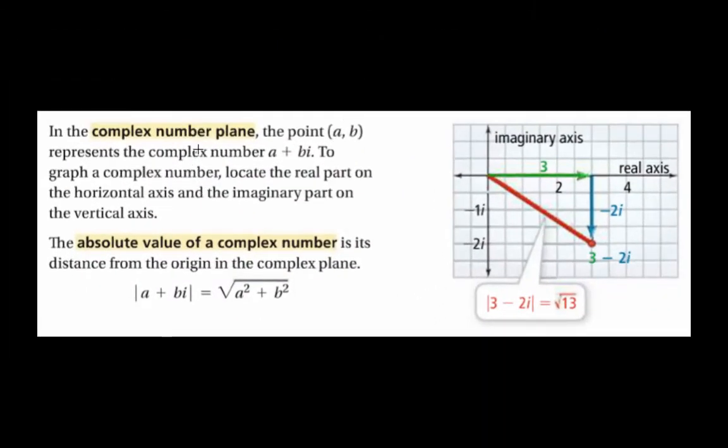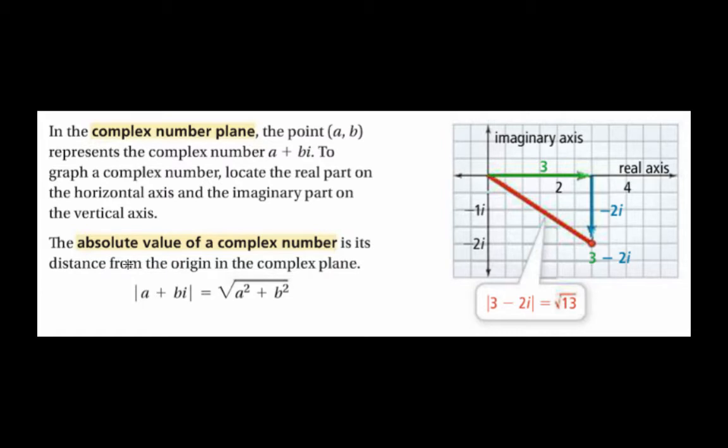In the complex number plane, the point (a, b) represents the complex number a plus bi. We have this thing called the complex plane, where the real part is the a coordinate on what we're used to seeing as the x-axis. The imaginary part is the second coordinate, on what's called the imaginary axis, which you can see in the graph on the right. So we locate the real part on the horizontal axis and the imaginary part on the vertical axis.